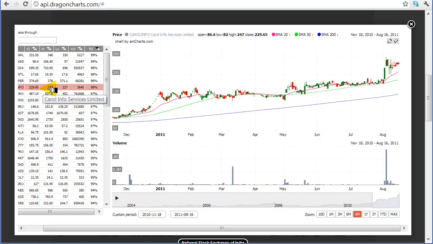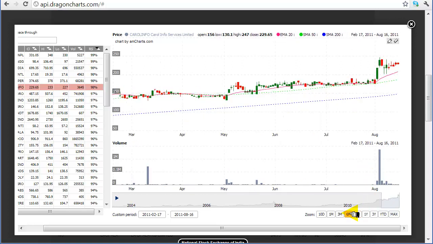Here we have another stock, Carol Info, and notice that this stock has actually just moved higher on strong volume. You can see the volume right here, a big volume spike. It broke out 2 weeks ago, and now it's consolidating in a tight sideways range.